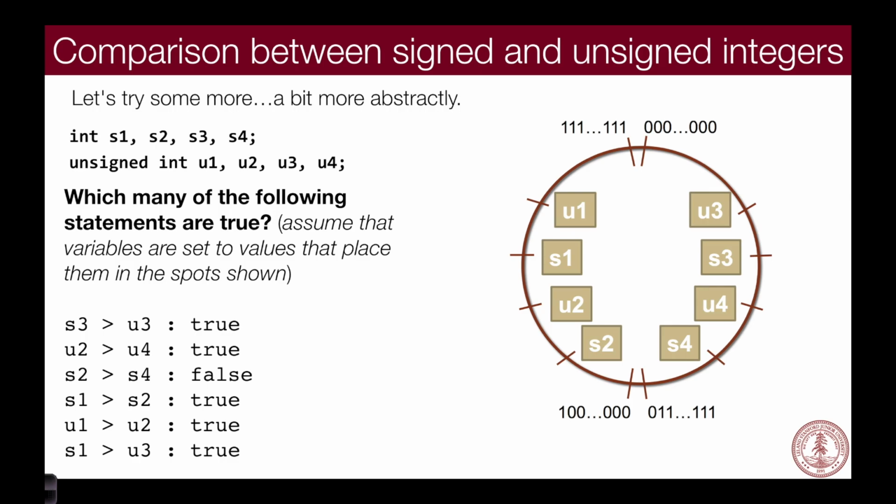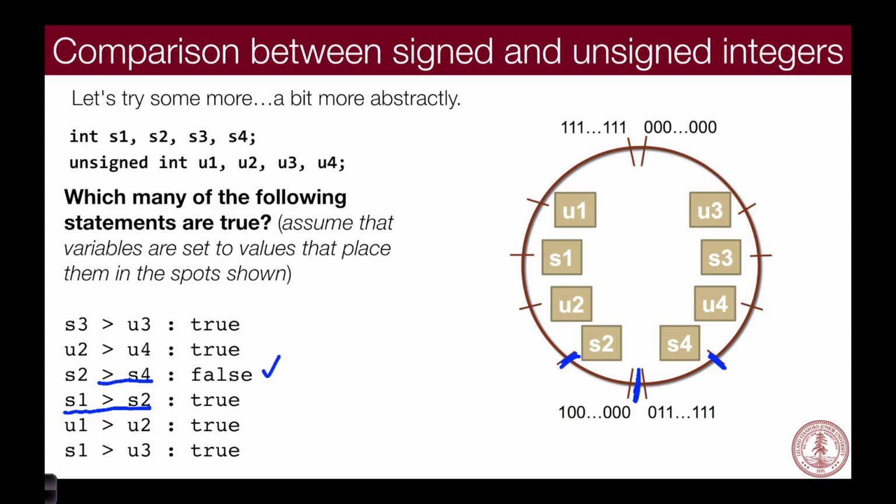Let's look at S2 greater than S4. S2 is over here and S4 is over here. If they're signed numbers and it's a signed comparison, once we cross over here, we get into the negative numbers. Is this number greater than this number if this is a negative number and this is a positive number? No. So S2 is not greater than S4, so that's false.